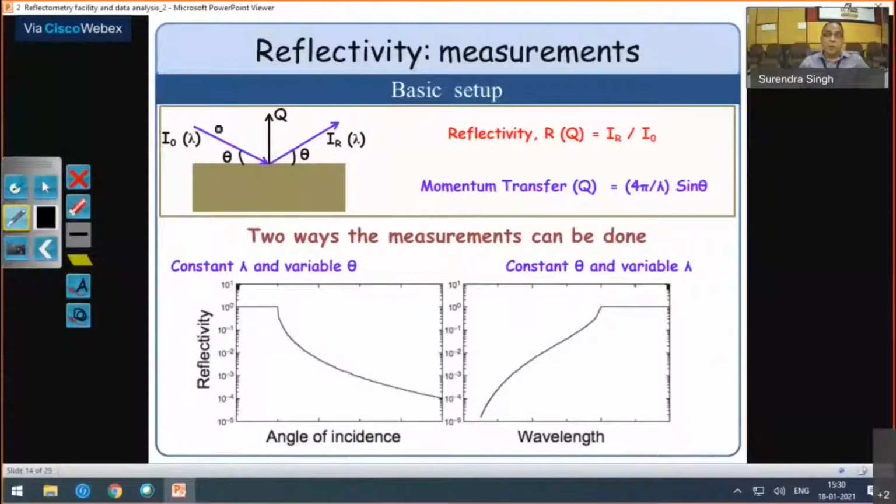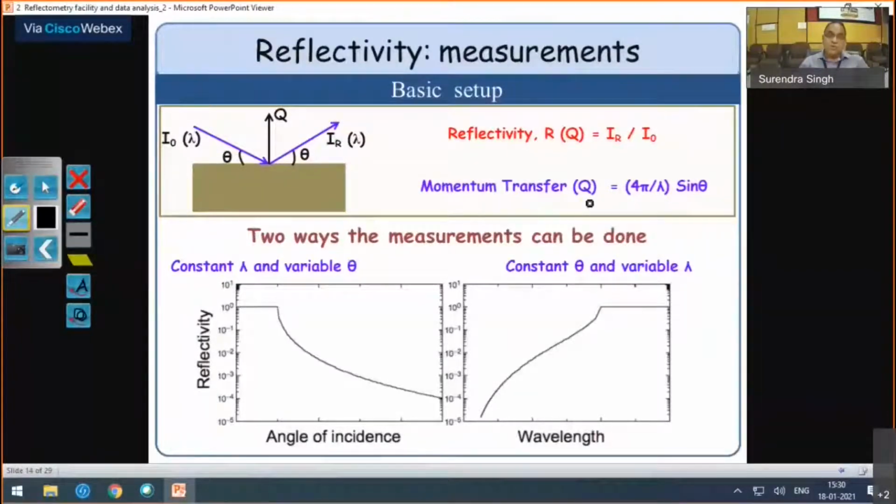So if you know how much intensity is falling on your sample at angle of incidence theta, and how much intensity of that neutron is reflected at the same angle, which is equal in the case of specular, then you can get the reflectivity IR by I. This is exactly what we measure in our experiment, as a function of this Q, which is perpendicular to the surface, along the depth of the sample. That's why we get the depth profile.